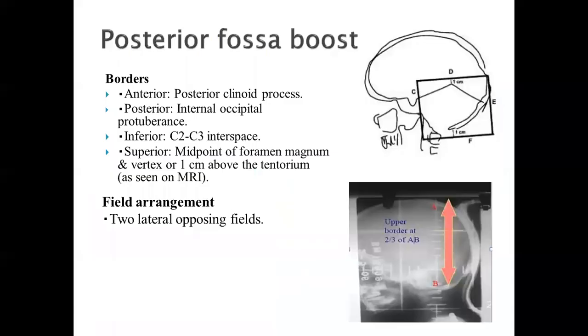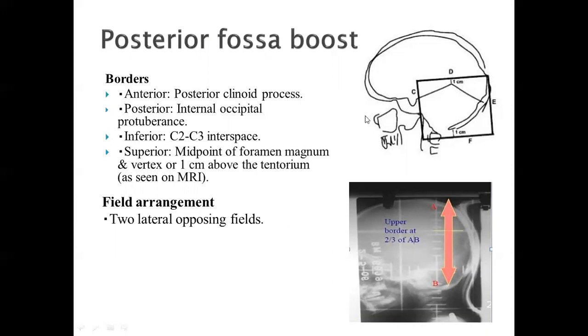Coming to the posterior fossa boost, we have done CSI with 23.4 gray in standard risk and 36 gray in high risk. Now the posterior fossa boost is up to 55 gray. These are the borders: anteriorly the posterior clinoid process, posteriorly the internal occipital protuberance, inferiorly C2-C3, and superiorly the midpoint between the foramen magnum and the vertex, or 1 centimeter above the tentorium. This is the tentorium, 1 centimeter above this. So this is the field border of the posterior fossa.